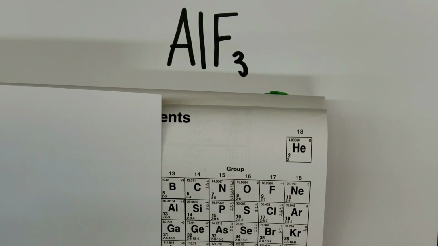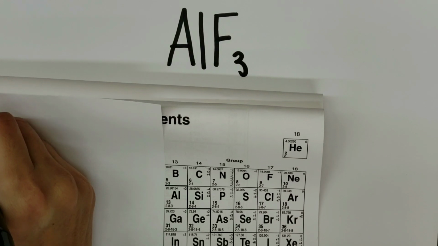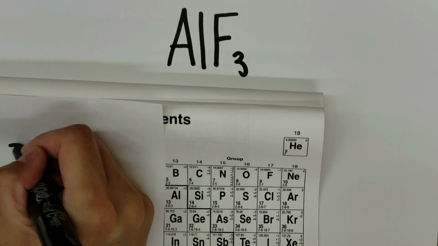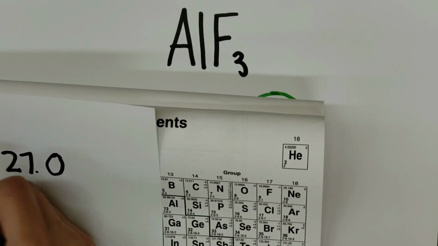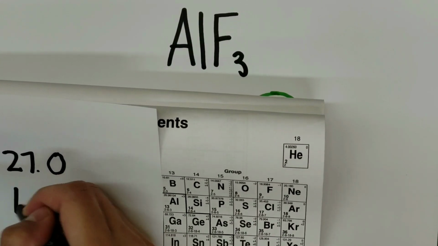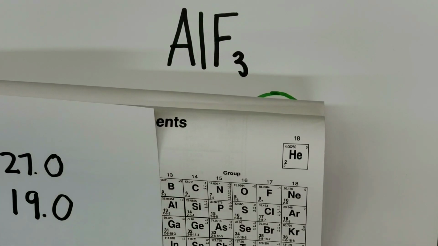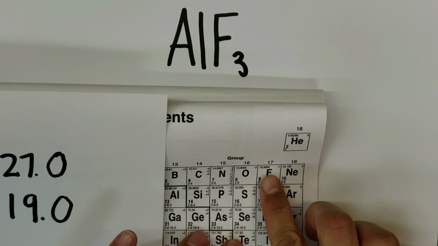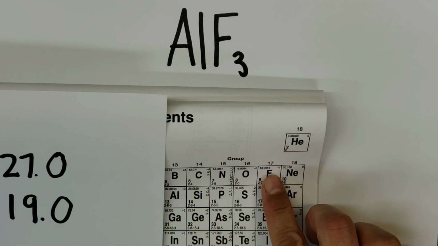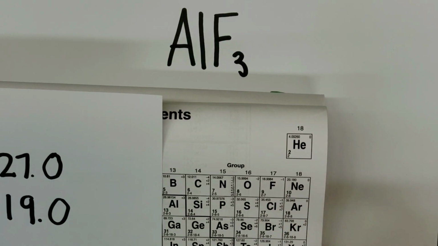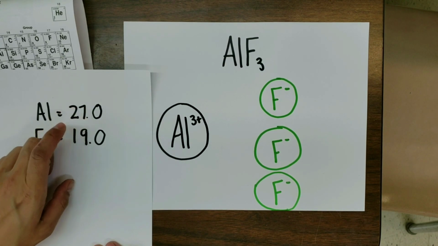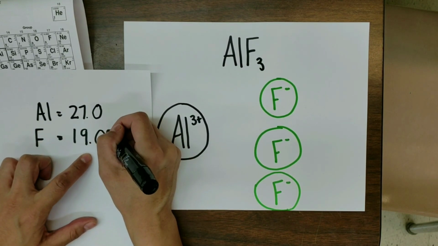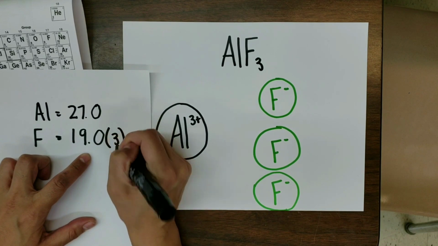So aluminum's mass rounds to 27.0 grams. And fluorine's mass rounds to 19.0 grams. Notice for fluorine, although it says 18.99, we do not truncate the number, but instead we round. Since we have 1 aluminum but 3 fluorines, we're going to have to multiply the 19 times 3.